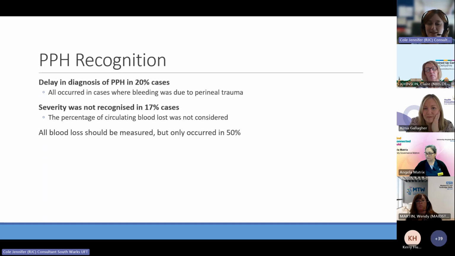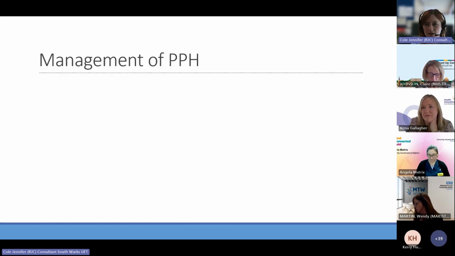We're trying to implement a standard that all blood loss should be measured, but we found that that hadn't really been strictly embedded into practice, and that only occurred in about half of cases. So again, something to work on.